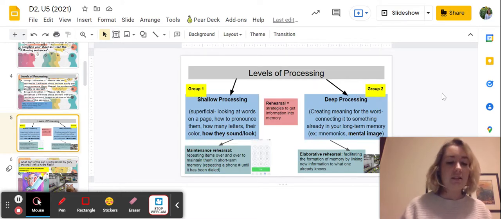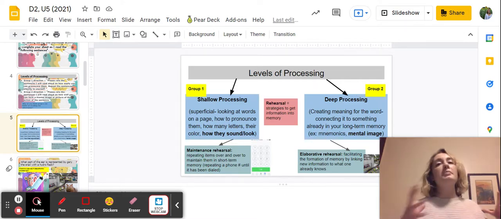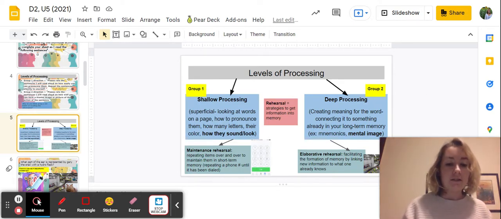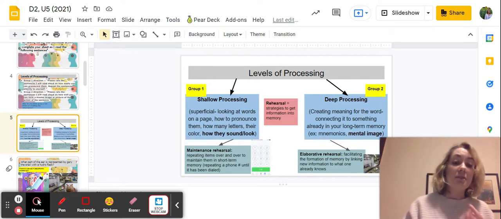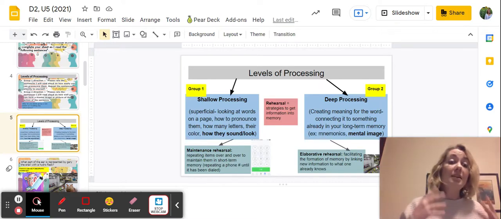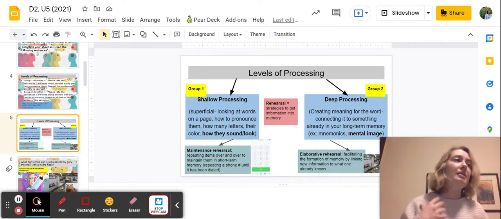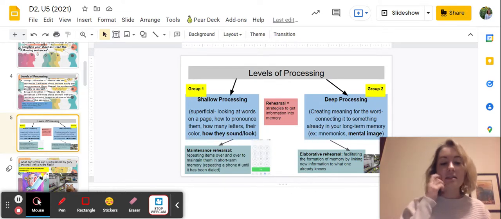Whereas deep processing is really trying to make meaning and connections and gain a deeper processing of things. So if you're looking at a list of words, it's creating meaning for the word, connecting it to something you already know in your long-term memory, creating mental images, right? So if you're in English class, that's why they're asking you to do annotations and leave little comments and notes and visualize and interact with the text. That's deep processing.